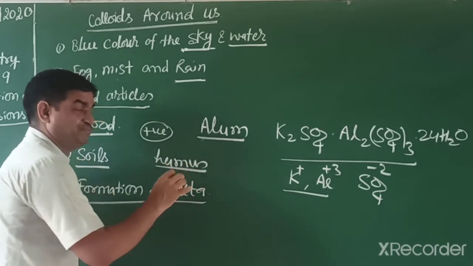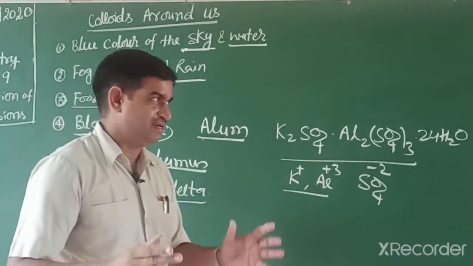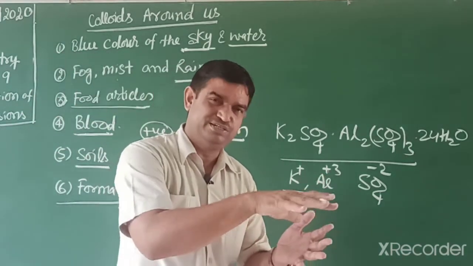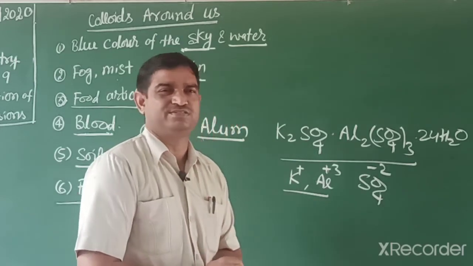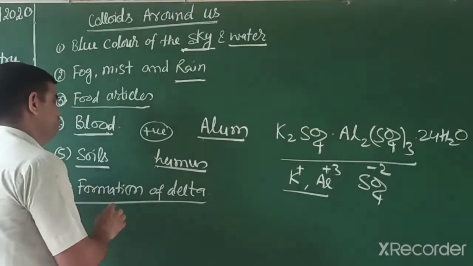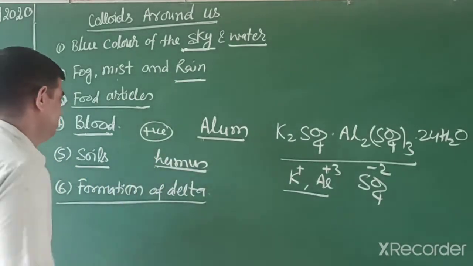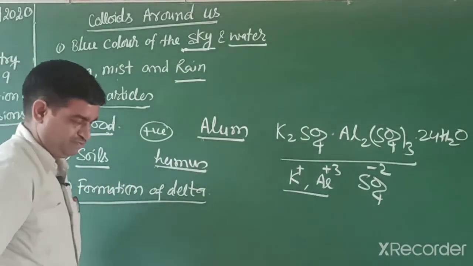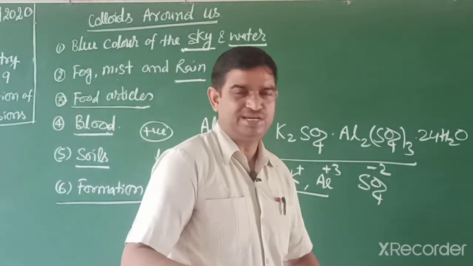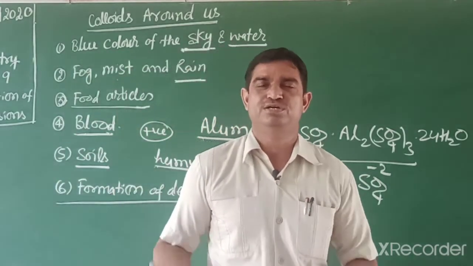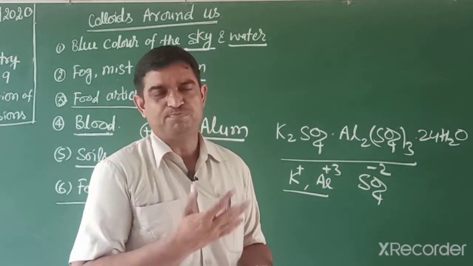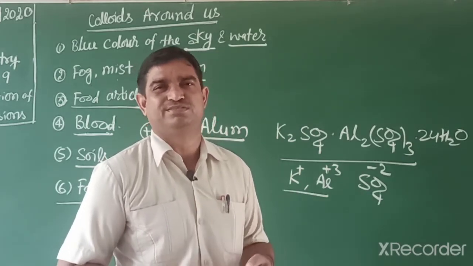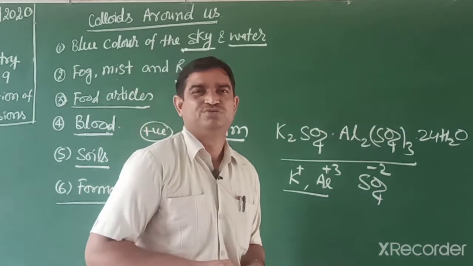This humus is a protective colloid, like the water molecules, and it's required for growth of the plants. So that is also a colloid. Humus is a protective colloid present in our soil. What happens? In that area where no rain occurs, a lot of hot vapors are released from the earth. That is the humus.